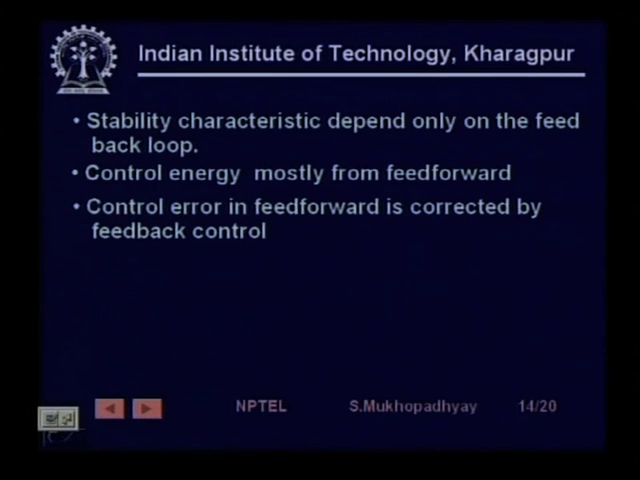But the control energy comes mostly from the feed forward because you want most of the corrections to come fast. So, you adjust the gains of the feed forward such that maximum part of U that is required for that change in the set point or the disturbance especially is coming from feed forward. So, most of the energy is coming from the feed forward and only the control error in feed forward is corrected by feedback control. So, the control input which is coming from feedback is actually low in value, that is why sometimes it is called a feedback trim.